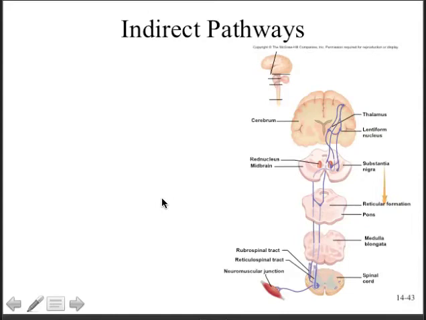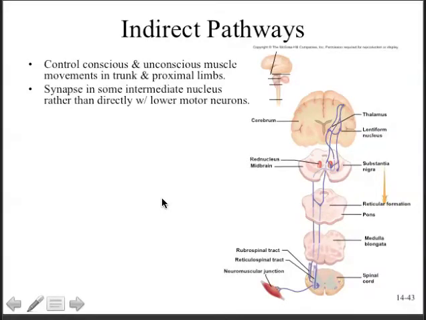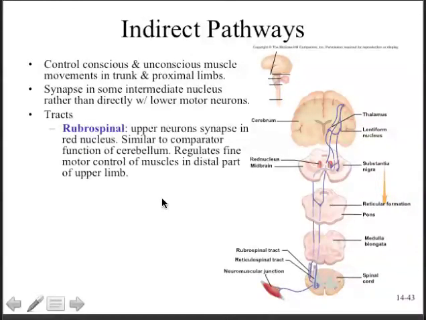Now there are some indirect pathways that aid these direct pathways in coordinating and smoothing these movements. They control conscious and unconscious muscle movement in the trunk and in the proximal limbs, and they synapse in some intermediate nucleus rather than directly with the lower motor neurons. There are several tracts. The rubrospinal tract has upper motor neurons that synapse in the red nucleus. Remember that that's in the midbrain. That's that highly vascularized region that lies just behind the cerebral peduncles.